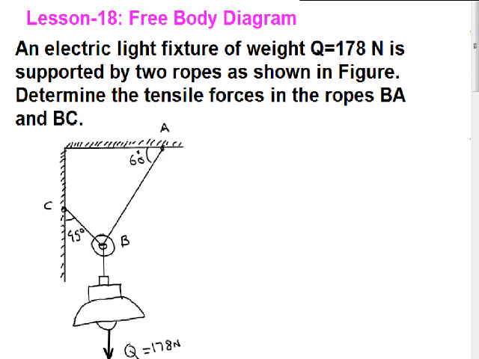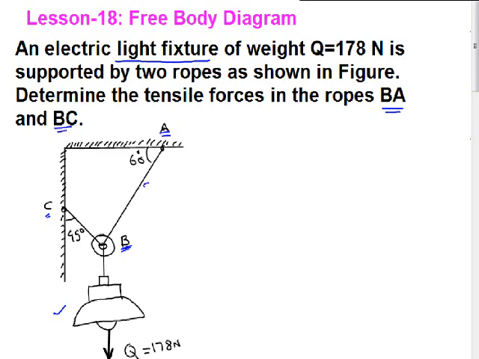We'll solve a problem here. The problem consists of an electric light fixture. This is the electric light fixture, which is supported by two ropes. One is BA and the other is BC. We are required to find the tensile forces in the ropes BA and BC.